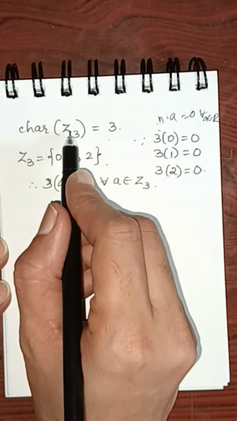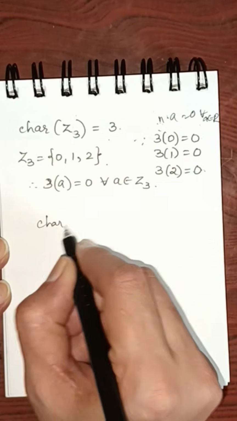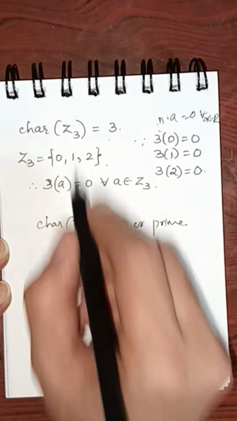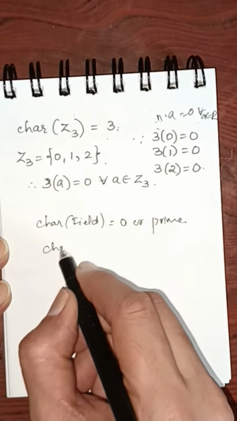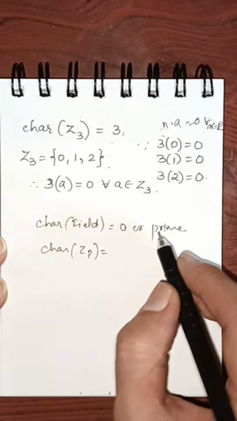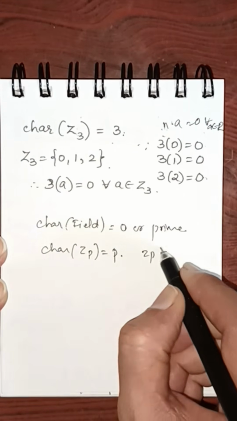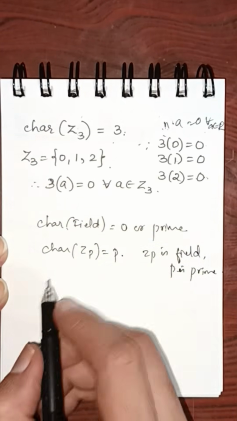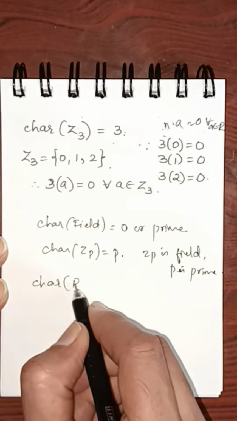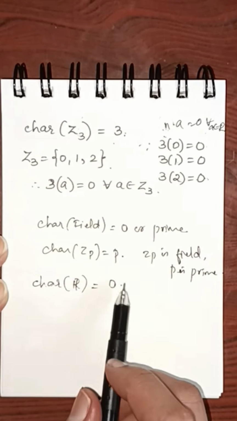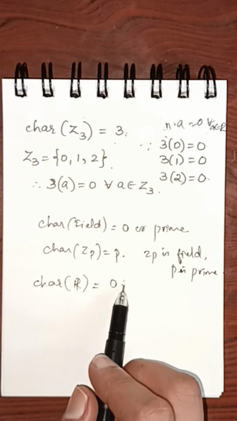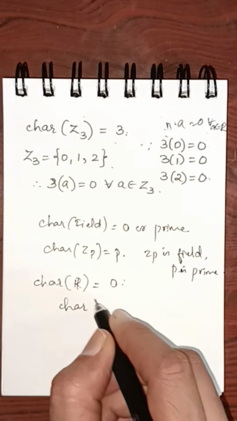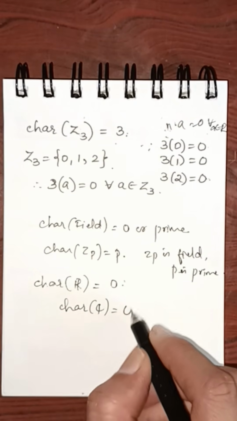And this Z3 is a field. You know that characteristic of any field is either 0 or it is prime. Here it is prime because characteristic of Zp is always equal to p, because Zp is always a field when p is prime. Similarly, if you take any other field, characteristic of R, the reals, is always equal to 0 because no such positive integer exists. Hence, characteristic is 0. Characteristic of the complex numbers, it is a field, is also equal to 0.